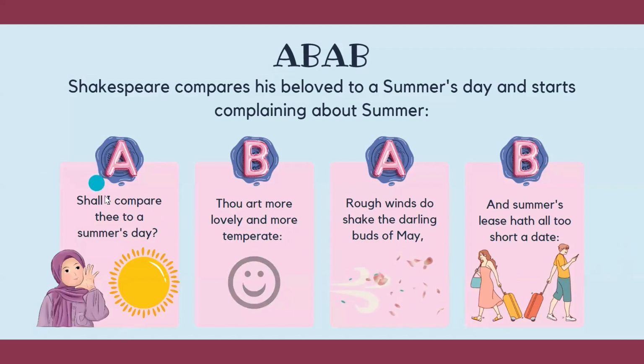I'll go back to the rhyming scheme. Shall I compare thee to a summer's day, buds of May? So that's rhyming AA. And temperate, date, BB. That's the rhyming scheme. Okay, so that's what a rhyming scheme is. The last word rhymes with the last word in that line.